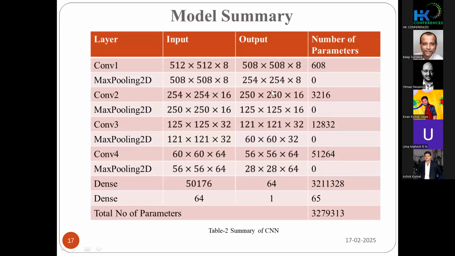So this is the model summary of the CNN which I have used for the binary classification. 512x512x8, I have used 8 kernels in the first convolutional layer, 16 kernels in the second convolutional layer. I have taken 5x5 kernel size, 32 kernels in the third convolutional layer, 64 kernels in the fourth convolutional layer, and I have performed dimensionality reduction for 4 stages. 4 times I have done convolution, 4 times I have done pooling. 50% of the feature map will be reduced. So how will I get the output?